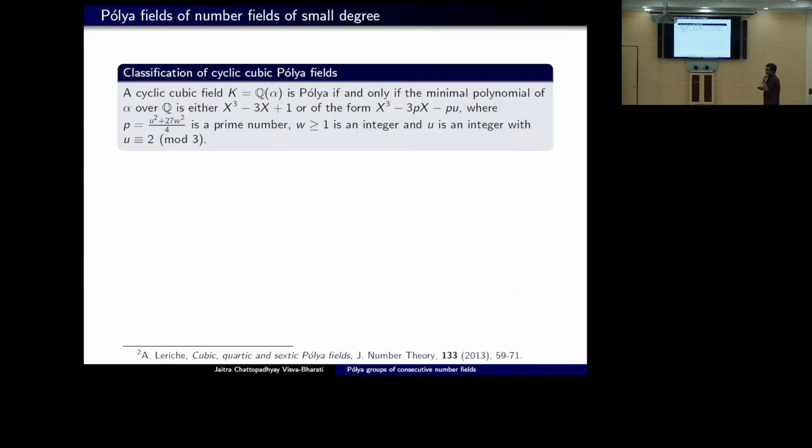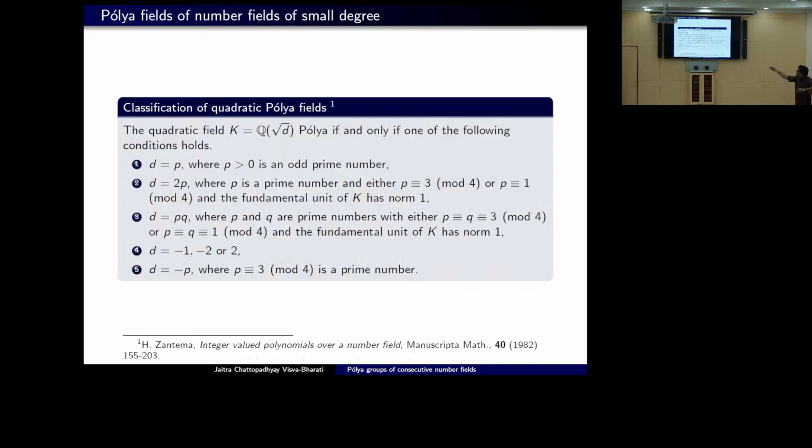Yeah, so then comes the classification of cubic Polya fields. It came much later, in 2013, and it has been done only for the case of cyclic cubic fields. And Leriche proved in 2013 that some cyclic cubic field whose defining... yeah, that is also here. No, D equal to -1, -2 and D equal to -p.